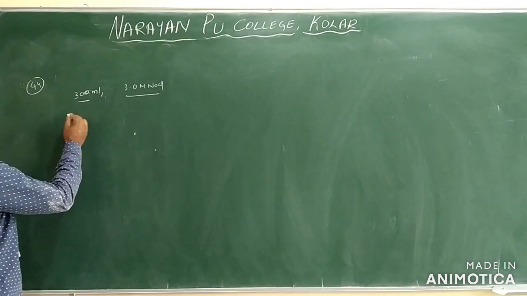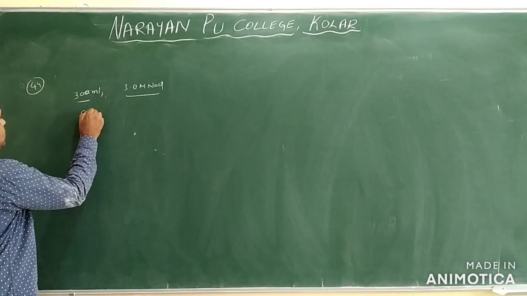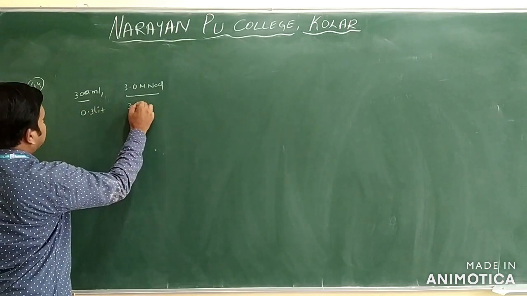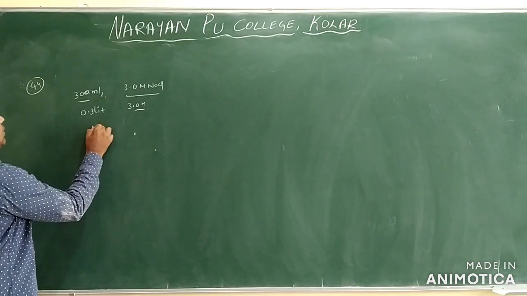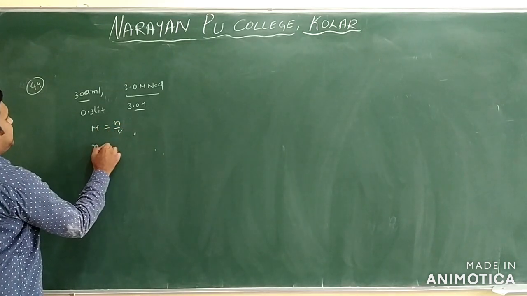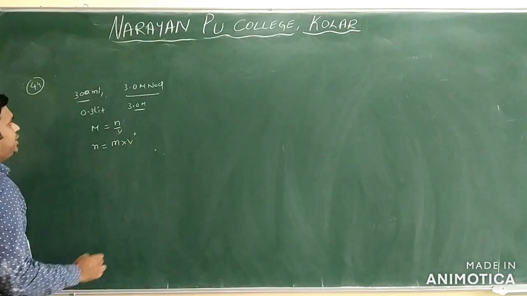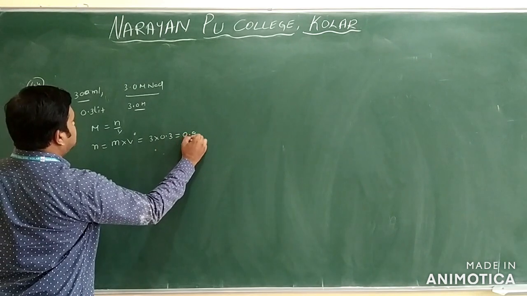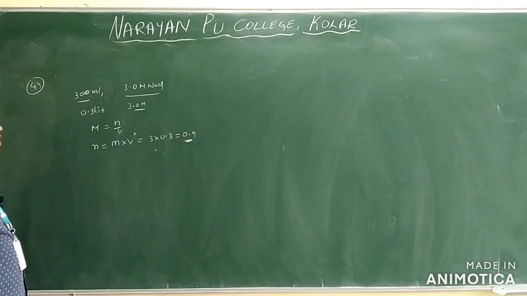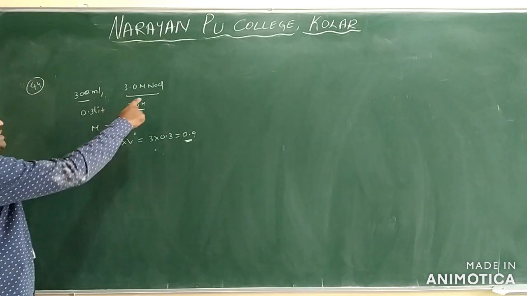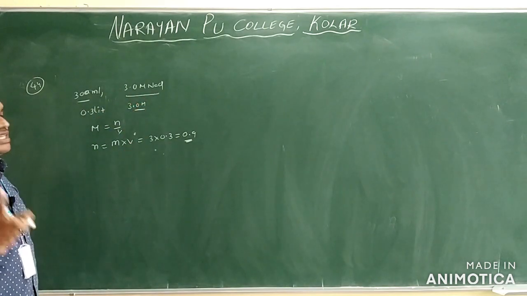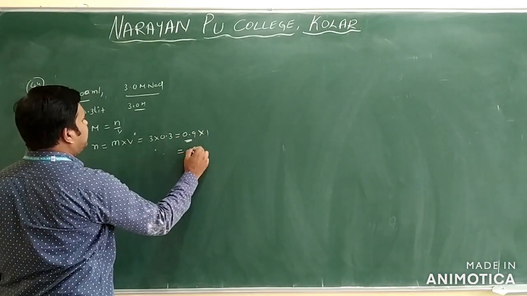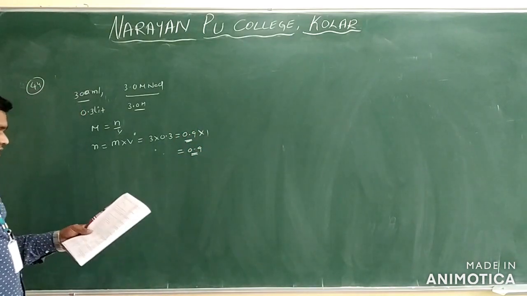If you want to write this, 300 ml means how many liters? 0.3 liters we have. This is the number of moles of NaCl, and it is 3 molar only. You know one formula, M is equal to n by V. So n is equal to M into V. That means here 3 into 0.3, that is equal to 0.9 only. This is the number of moles. Here NaCl gives how many Cl minus ions? 1 Cl minus ion only. You can multiply 0.9 into 1, you will get the same value only.